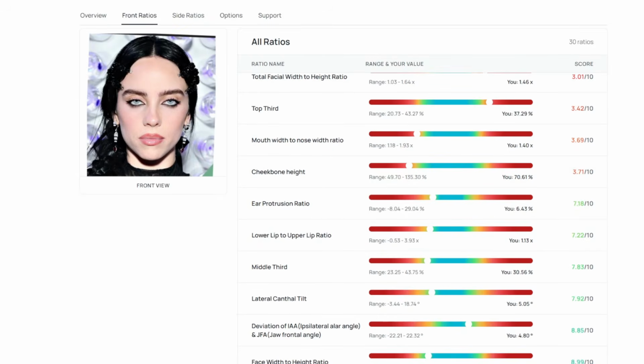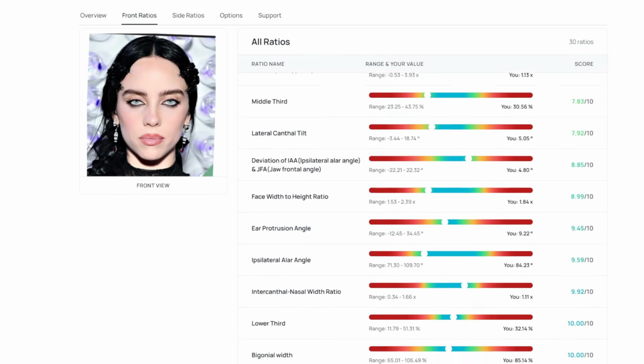So let's continue. Moving down the scoring for her front ratios, our deviation of ipsilateral alar angle and the jaw frontal angle is an 8.85 out of 10. That's pretty good. Almost 90-90. The top area is really awful, honestly. A lot of upper eyelid exposure. She looks stoned.